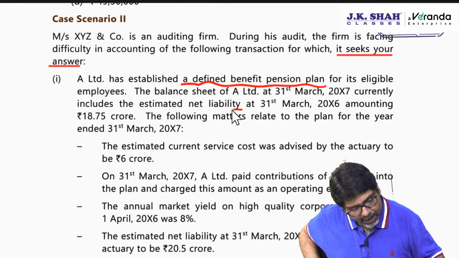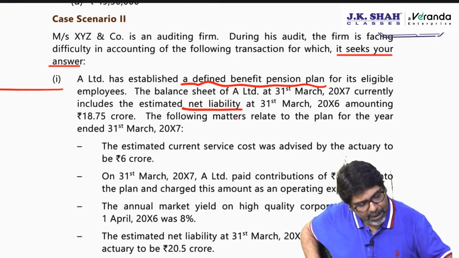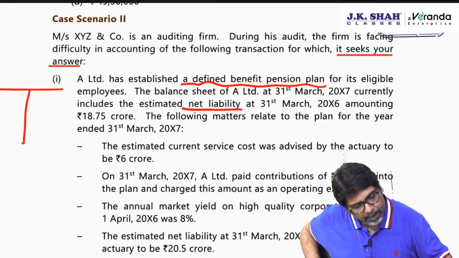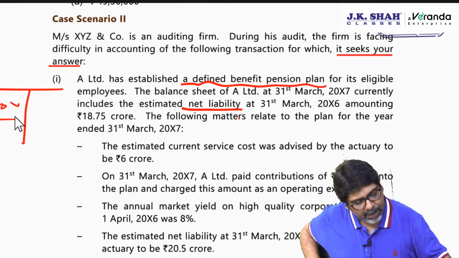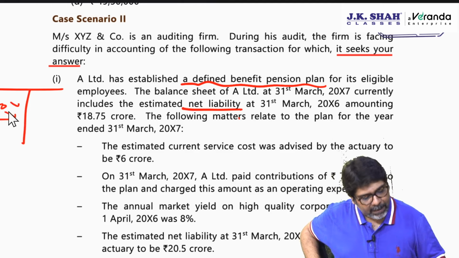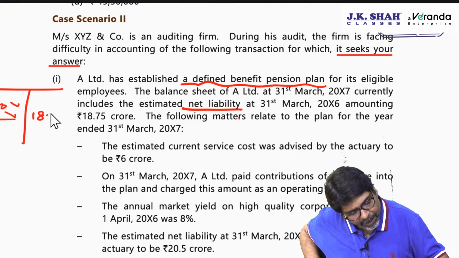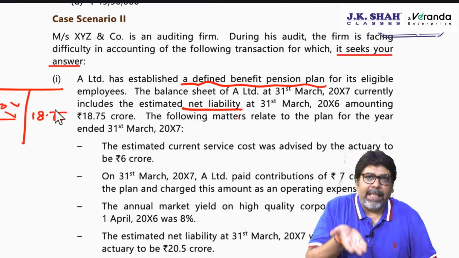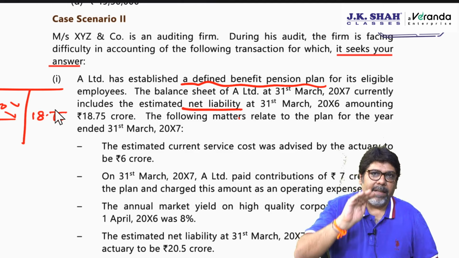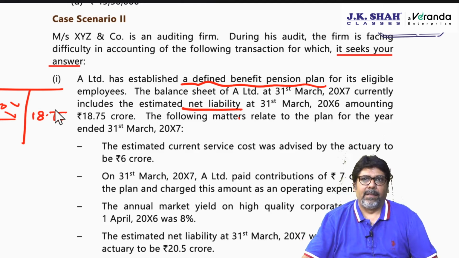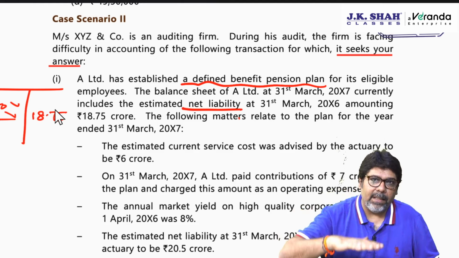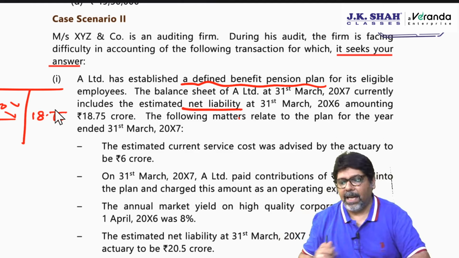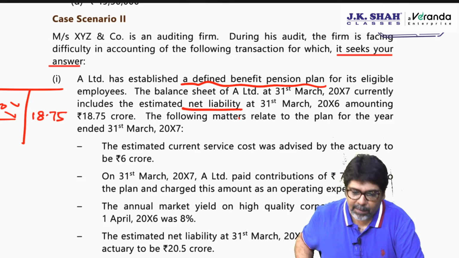Net liability means PVDBO minus plan assets is your net liability. PVDBO minus plan assets, net liability is 18.75. So if your plan assets increase, your net liability will decrease. If your plan assets decrease, your net liability will increase. Correct? Yes, sir. Shall we move ahead? Yes, sir.